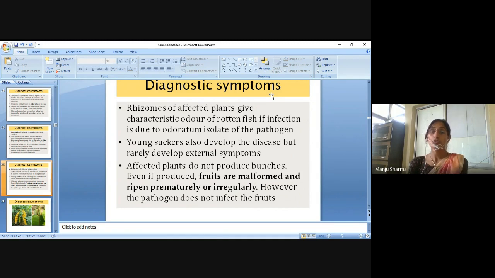The affected plants do not produce bunches because the leaves are discolored, so there is no proper photosynthesis by the leaves and the reserve or storage food material will not be available. That's why the bunches of fruits are not produced. Even if they are produced, the fruits are malformed and ripen prematurely or irregularly. However, the pathogen does not infect the fruit.